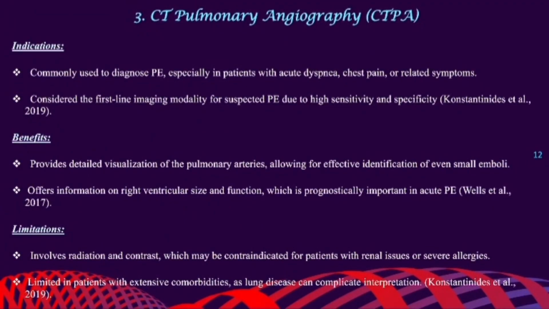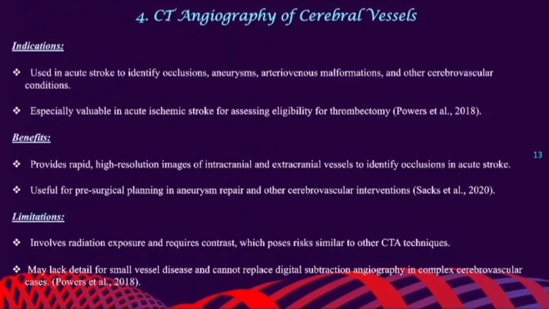CT pulmonary angiography. CT pulmonary angiography is commonly used to diagnose pulmonary embolisms in patients with acute dyspnea, chest pain, or related symptoms. Lastly, we have CT angiography of the cerebral vessels.